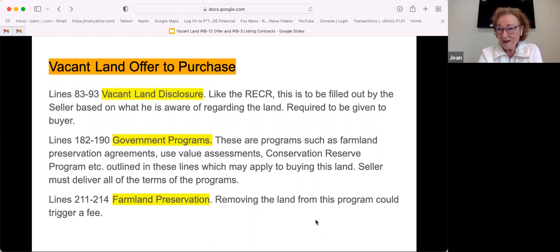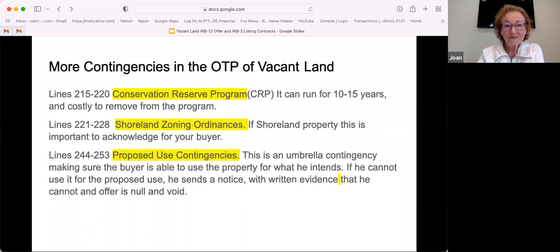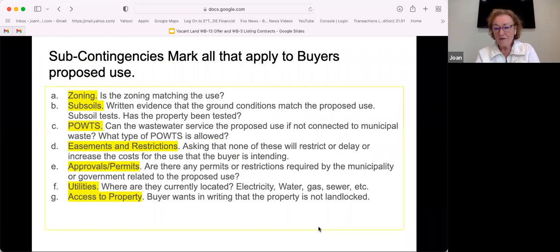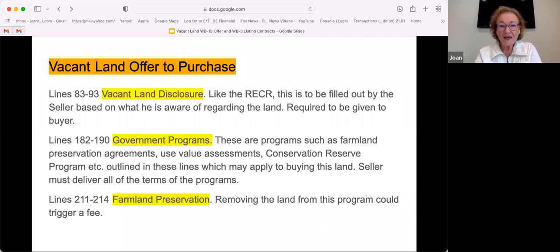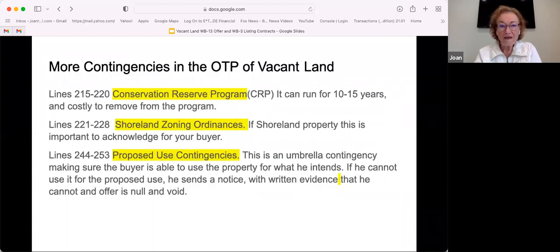If the land your buyer is purchasing is in a subdivision, you can skip these. More of those contingencies in the vacant land offer to purchase.